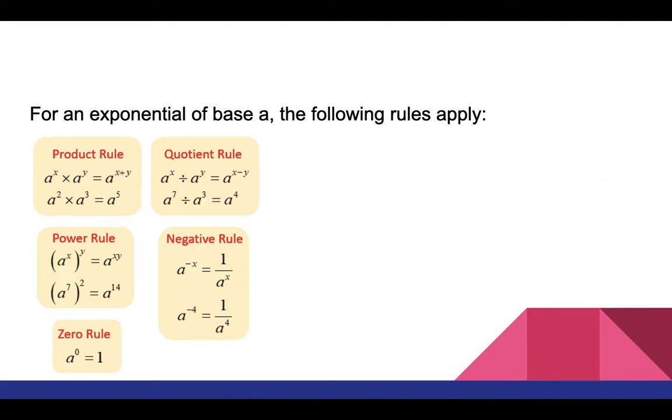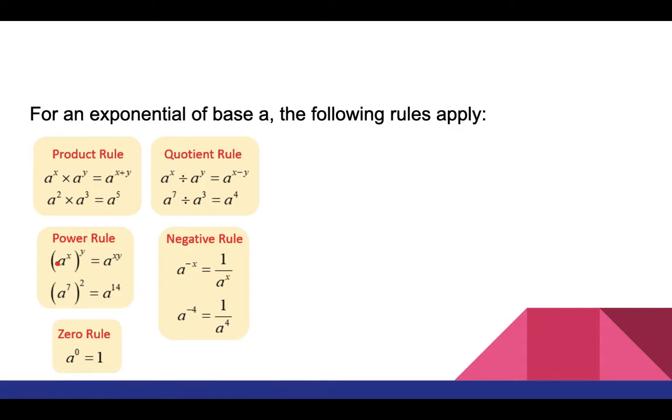So we start off with exponentials, something you should all be familiar with. If we have a to the x times a to the y, the result is going to be a to the x plus y. As an example, a to the second times a to the third is equal to a to the fifth. Similarly, for quotients, if we have a to the x divided by a to the y, we're going to have a to the x minus y. And as a result, as an example, a to the seventh divided by a to the third equals a to the fourth.